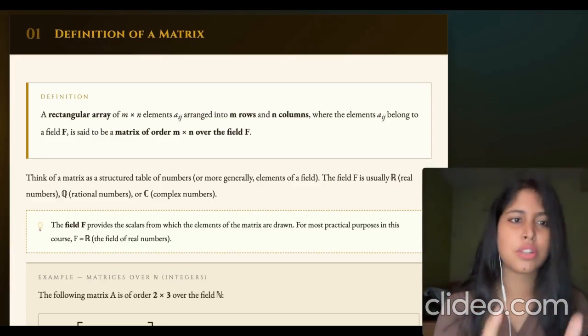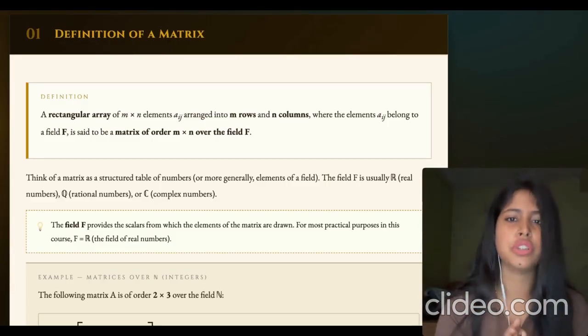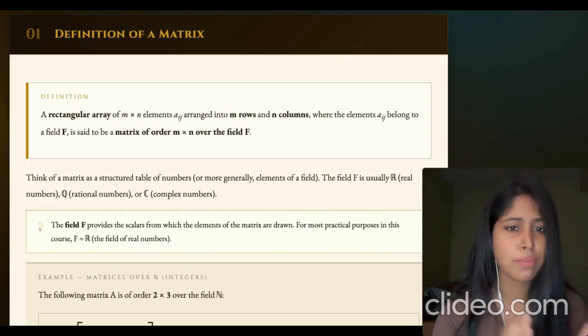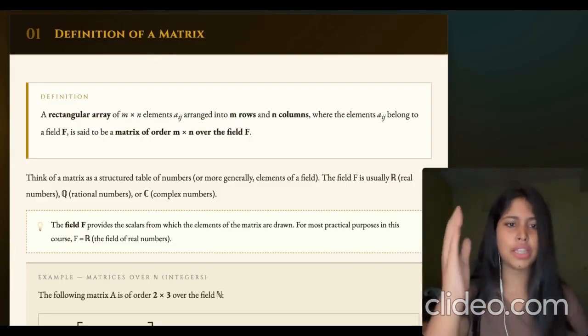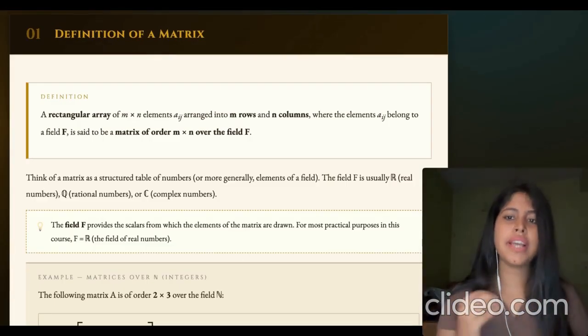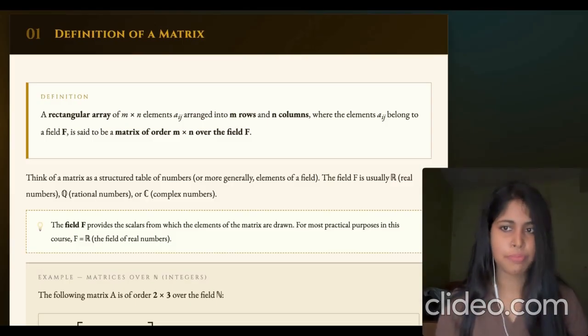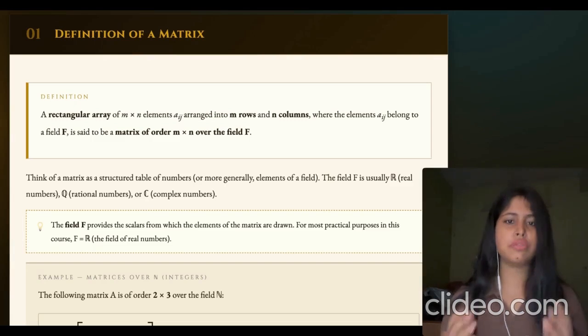Formally, you can write this down. What is the definition? A matrix is a rectangular array of m times n elements arranged in m rows and n columns, where the elements belong to a field F. The matrix is said to be of order m cross n over the field F.